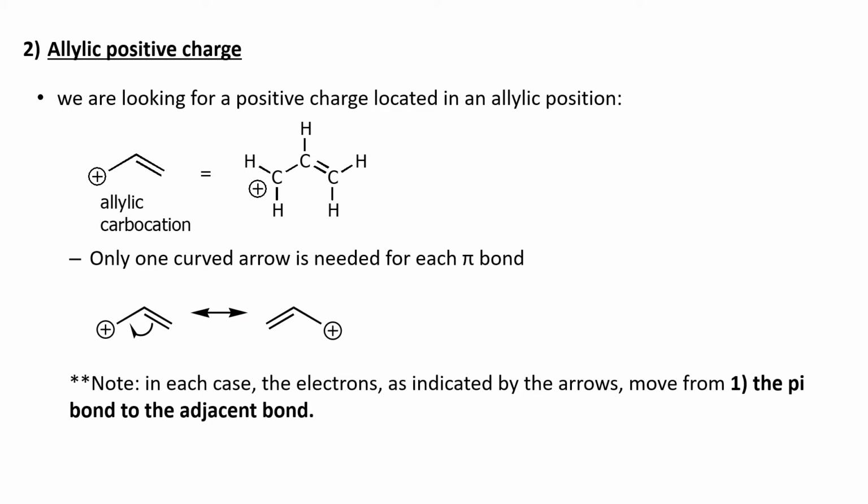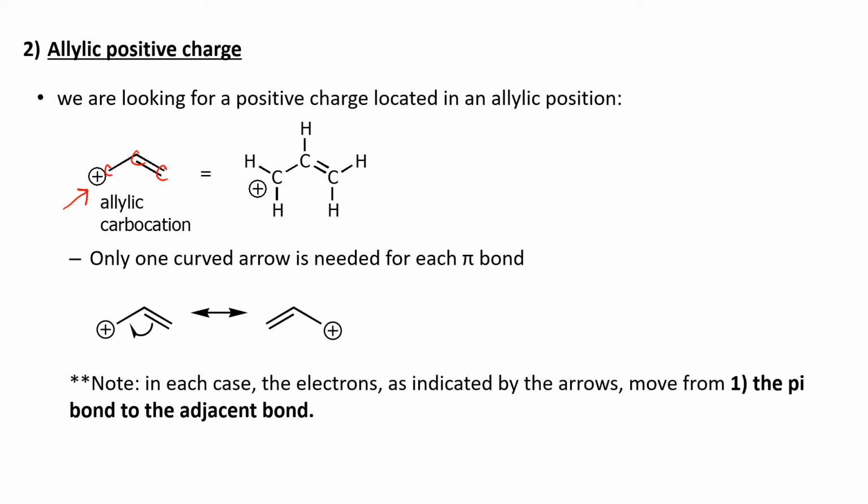So our next pattern is an allylic positive charge. So again, we're dealing with the allylic position. You're looking for a positive charge that's located on an atom adjacent to a pi bond or carbon-carbon double bond. So here we have a positive charge on a carbon atom that's adjacent to a carbon-carbon double bond. That's your allylic carbocation. Only one curved arrow is needed for this pattern, and it's always the same.